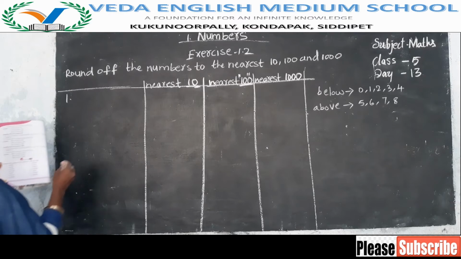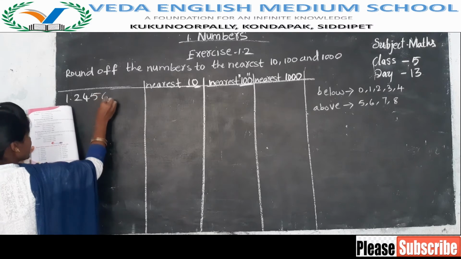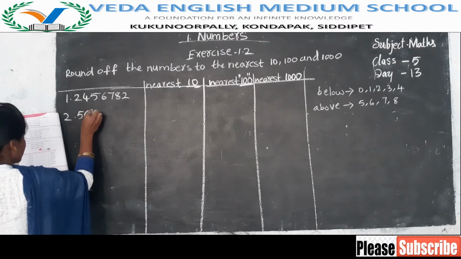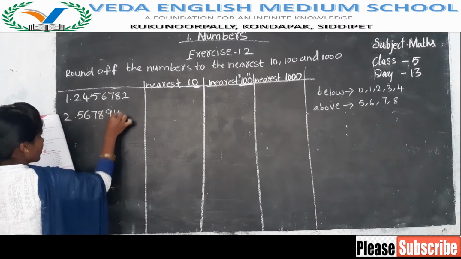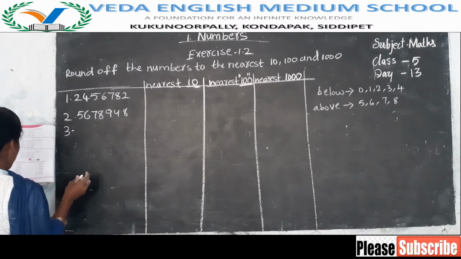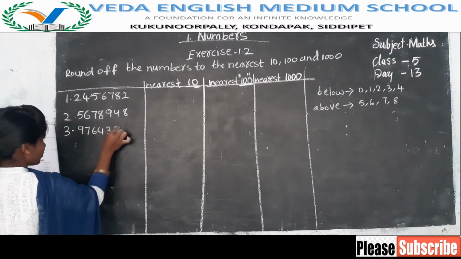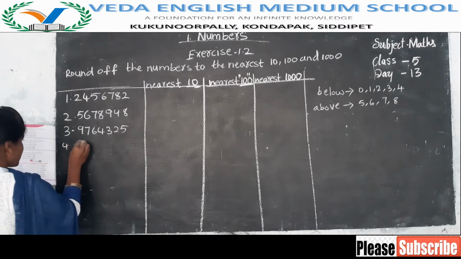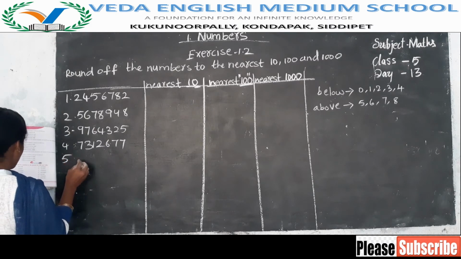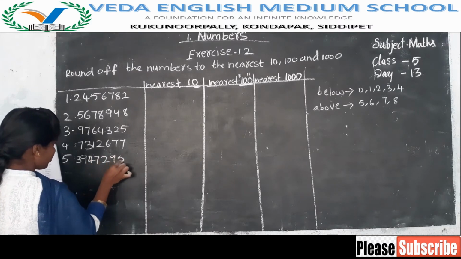Now, first question is 2, 4, 5, 6, 7, 8, 2. Second question 5, 6, 7, 8, 9, 4, 8. Third question 9, 7, 6, 4, 3, 2, 5. Fourth question 7, 3, 1, 2, 6, 7, 7. Fifth question 3, 9, 4, 7, 2, 9, 5, 4.